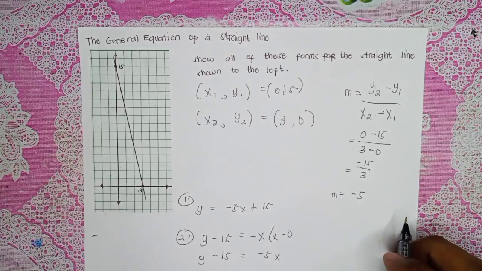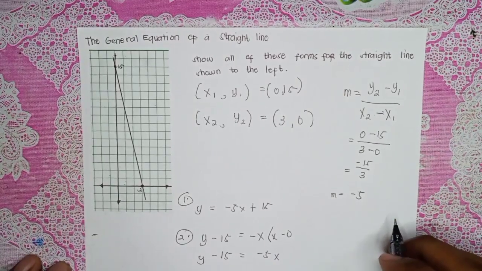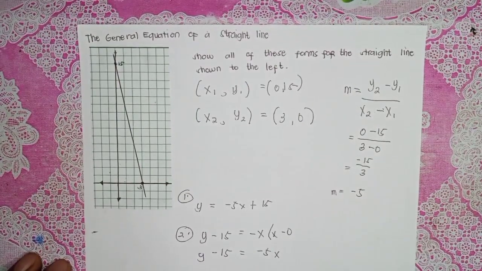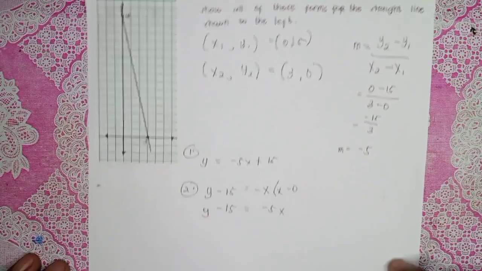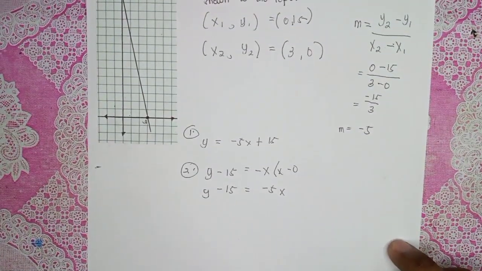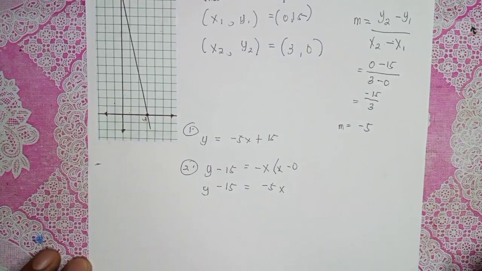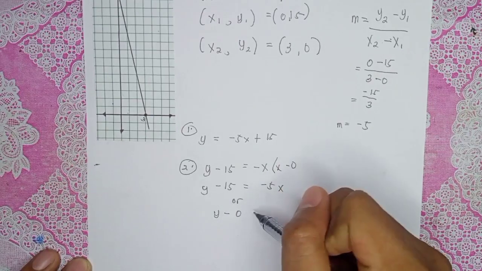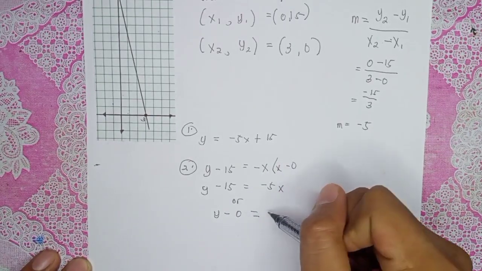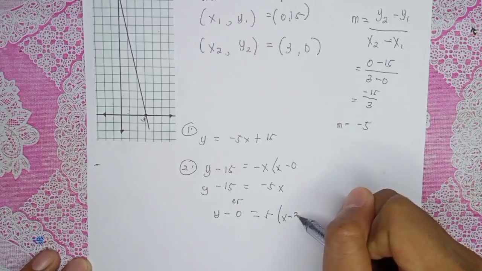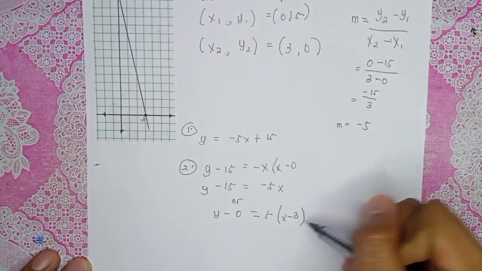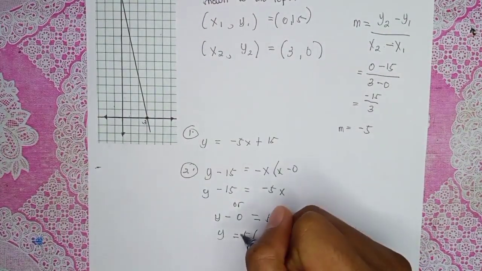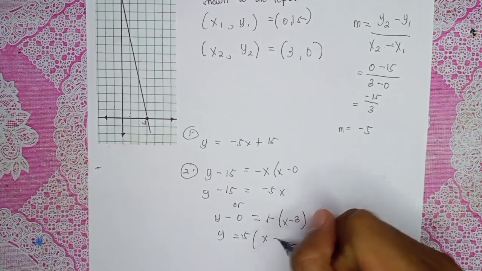Or we could instead use the other point 3, 0 and get y minus 0 is equal to negative 5 times x minus 3, or simplifying, y is equal to negative 5 times x minus 3.